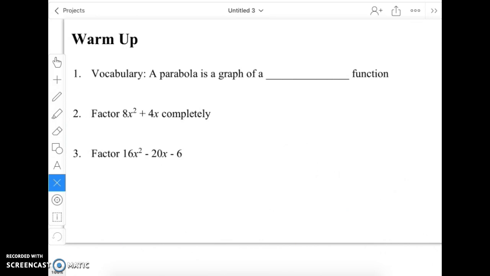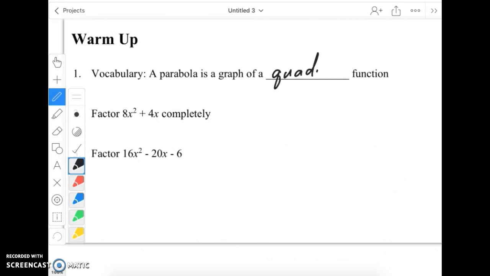The vocabulary: a parabola is a graph of a blank function. So we should know that that would be a quadratic. Remember, a quadratic function is any function where the highest power is x squared, which would make that a quadratic function.